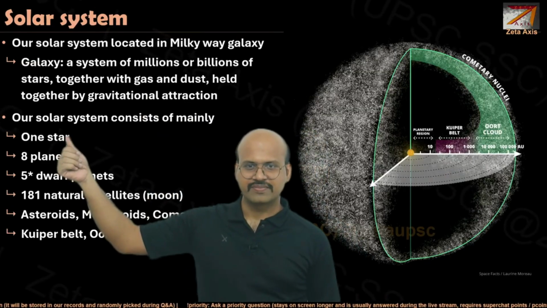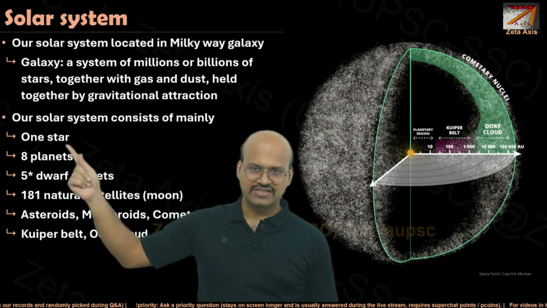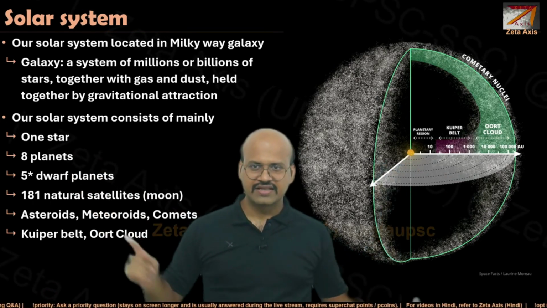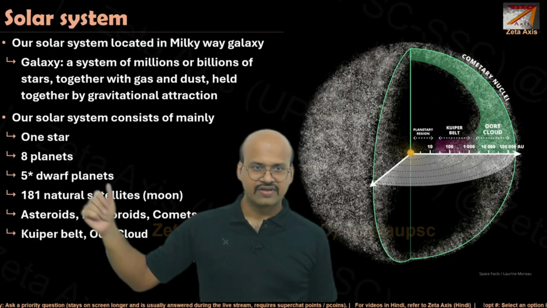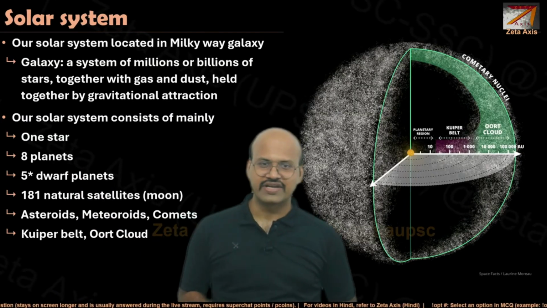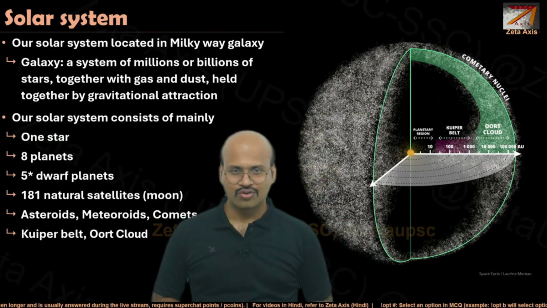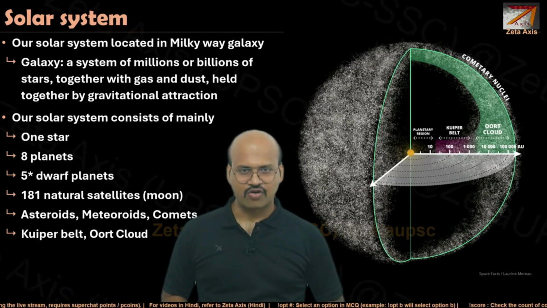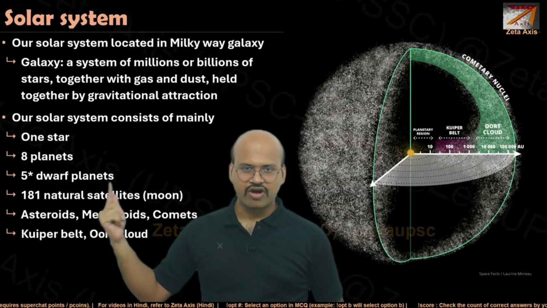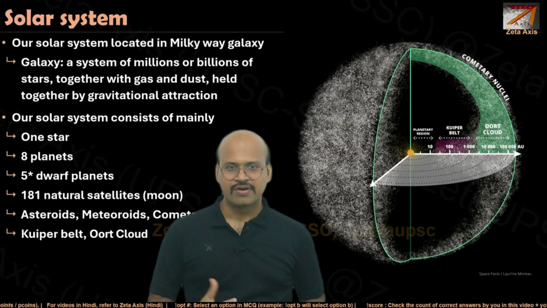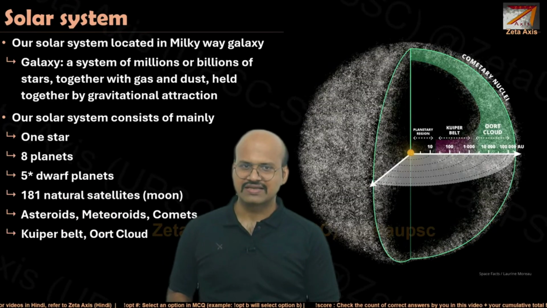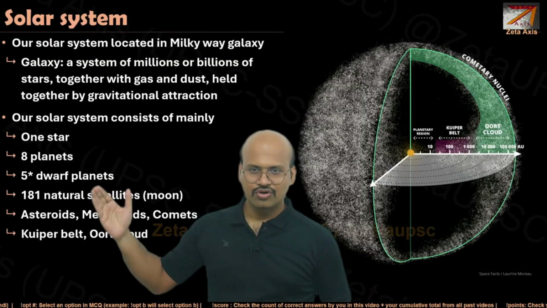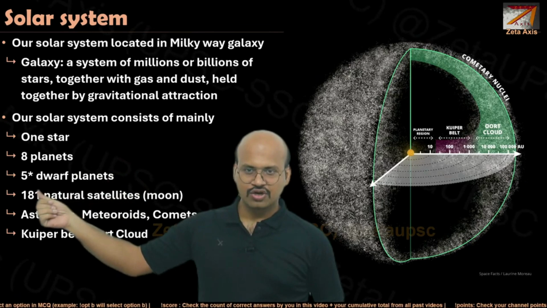Now our solar system consists mainly of one star, that is our sun, which is located at the center over here. Then there are 8 planets. We have studied in our school that there are 9 planets, but Pluto was removed from the classification of planets, and it was later classified as a dwarf planet. The reasons behind it are there, which we will discuss in the videos when we make videos on the universe. But Pluto is not a planet right now, it is a dwarf planet.